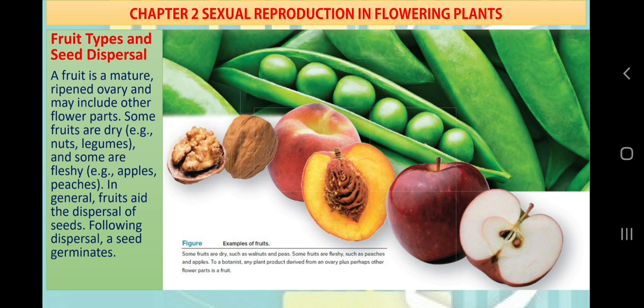Stigma is the receptacle part for pollen grains. After the process of pollination, which is the transfer of pollen from anther to stigma, of stamen to carpel, finally the style will make a path for the pollen tube, and the pollen tube will go to the embryo sac.